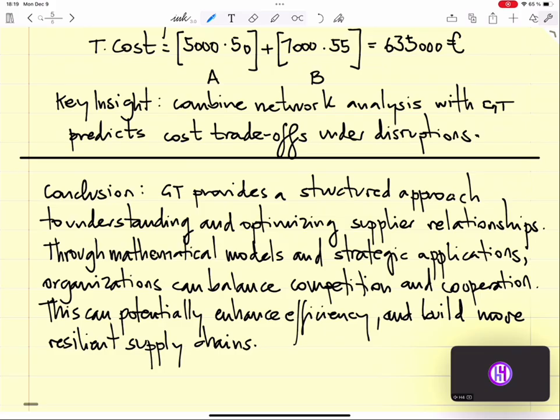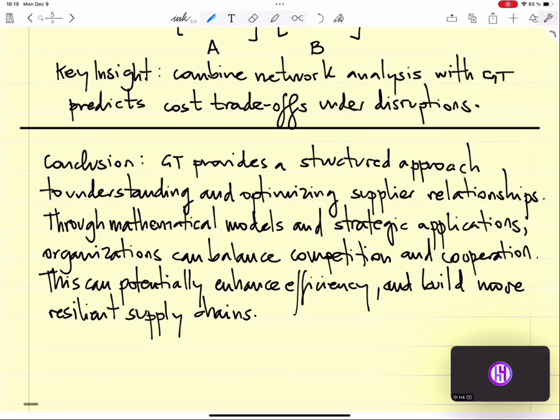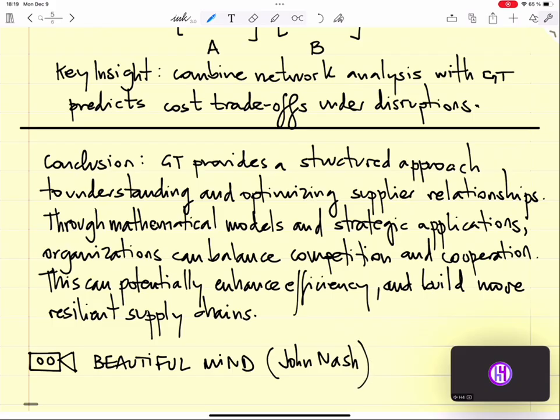If you like to watch movies, you might want to look at a movie called Beautiful Mind. It's about John Nash, which is the guy from the Nash equilibrium, okay? I like the movie, so you might even have seen it. Okay.